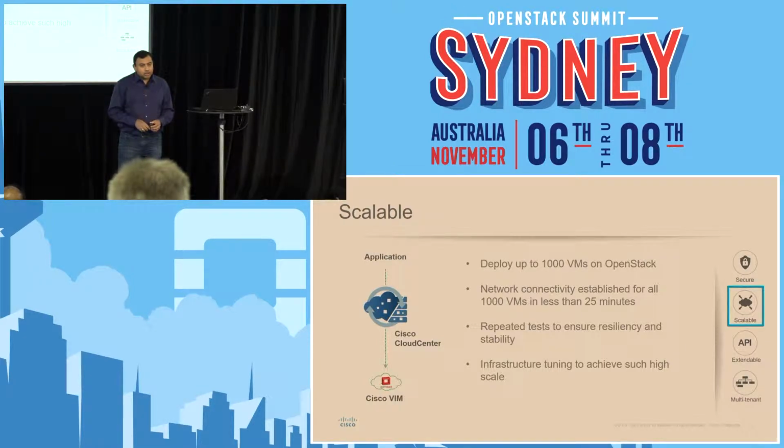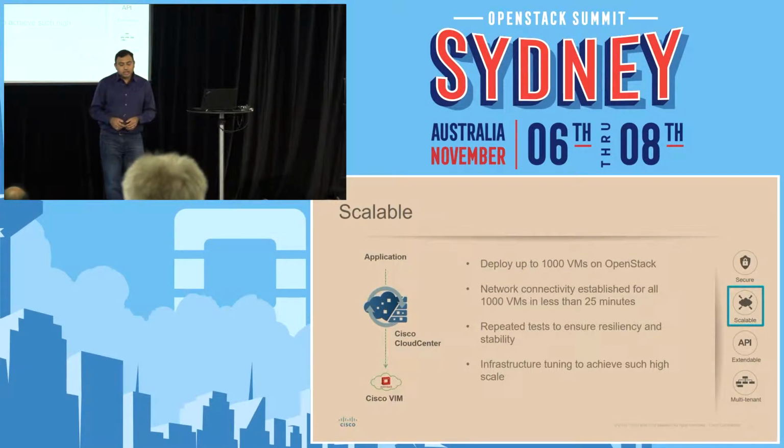So CloudCenter enables you to deploy up to 1,000 VMs in an OpenStack infrastructure, and that does not take hours and days to actually bring up those virtual machines and get the network connectivity going and all that. Given the power of some of the things that we have done with the integrations and the optimizations, you can actually bring up these 1,000 VMs in a matter of about 25 minutes or less with full network connectivity and validation. And it's not just a one-time wonder, right?